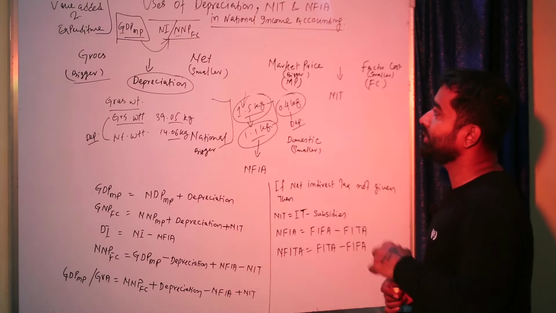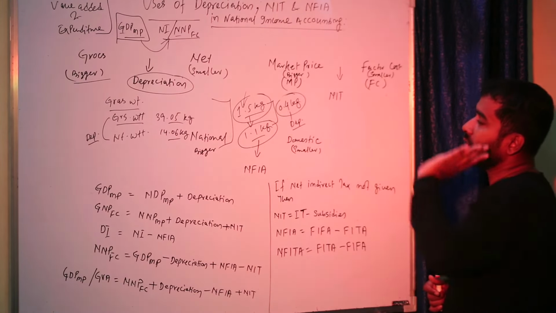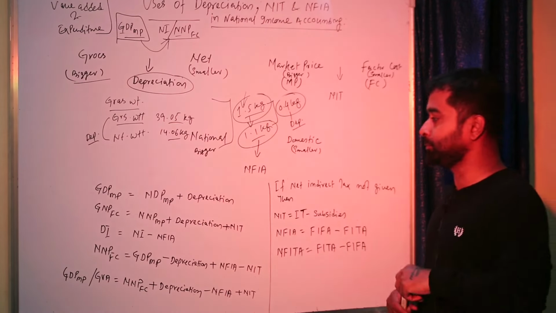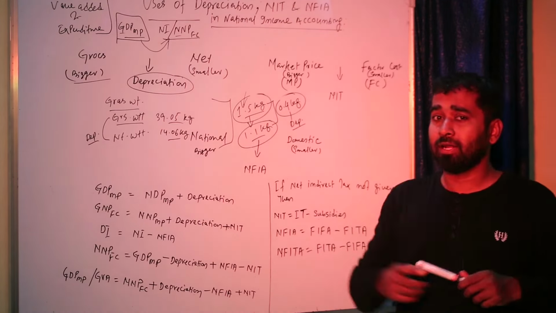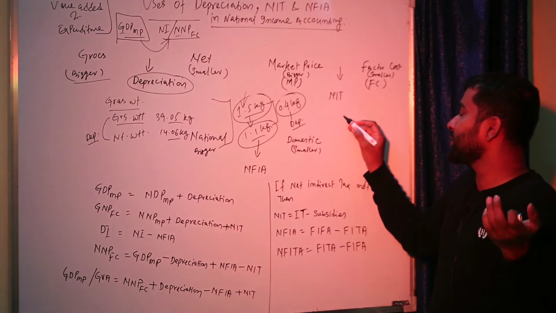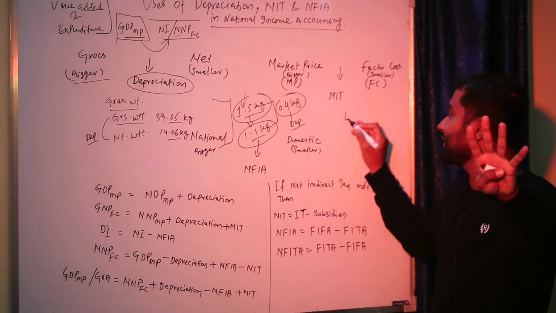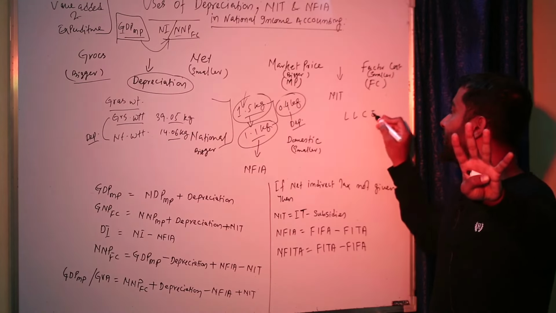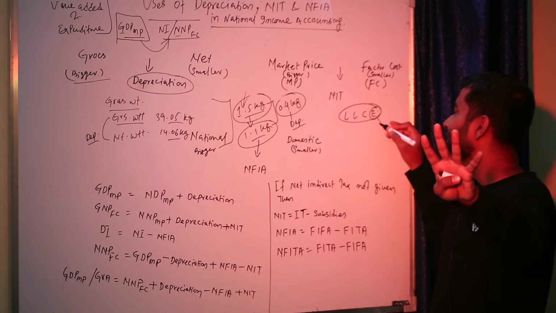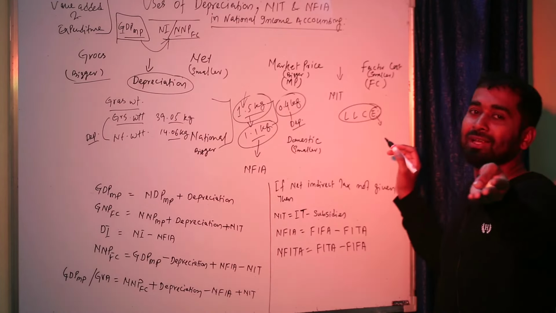Now how is it to be used? Again, market price is the bigger one and factor cost is the smaller one. How is market price bigger and factor cost smaller? Let's see. Say for the production of goods you used all four factors: land, labor, capital, and entrepreneurship. Of these four factors, I am keeping entrepreneurship aside this time, because it is the entrepreneur who is actually using these factors.